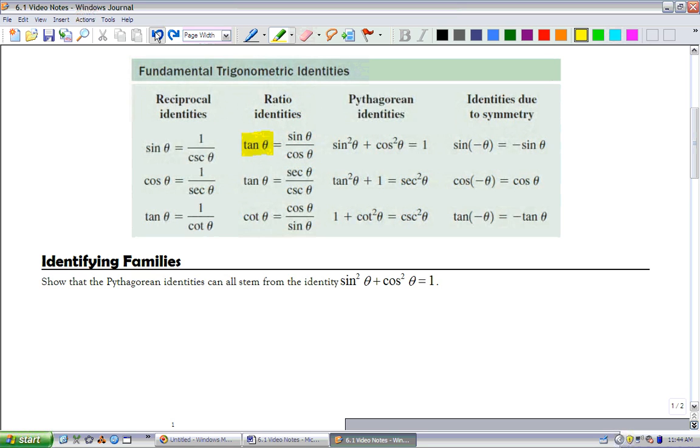And tangent would then be secant over cosecant. Cotangent would equal cosine over sine. Sometimes your teachers will have you do a little exploration where you figure out one from the others here.